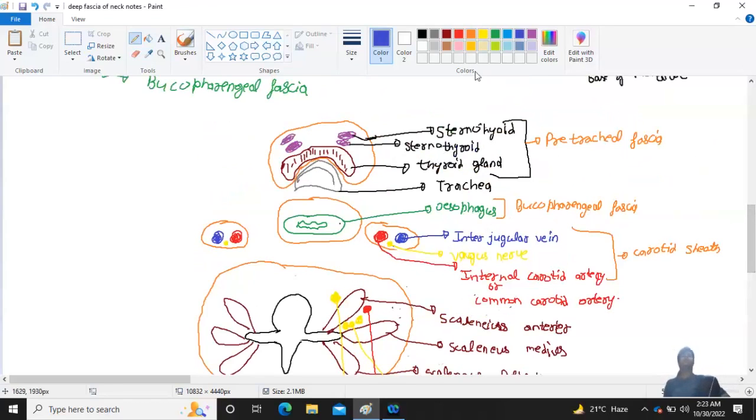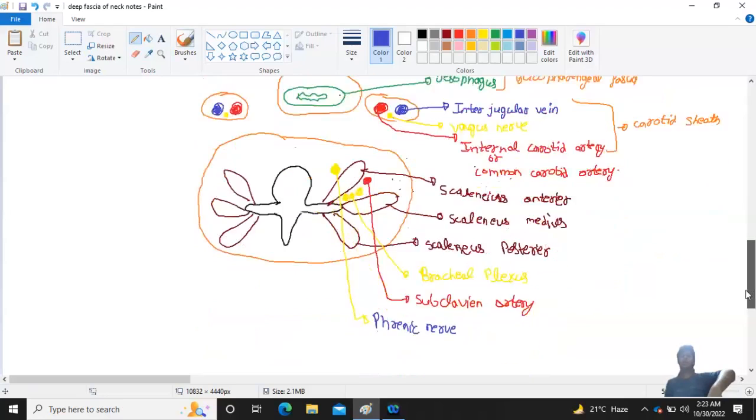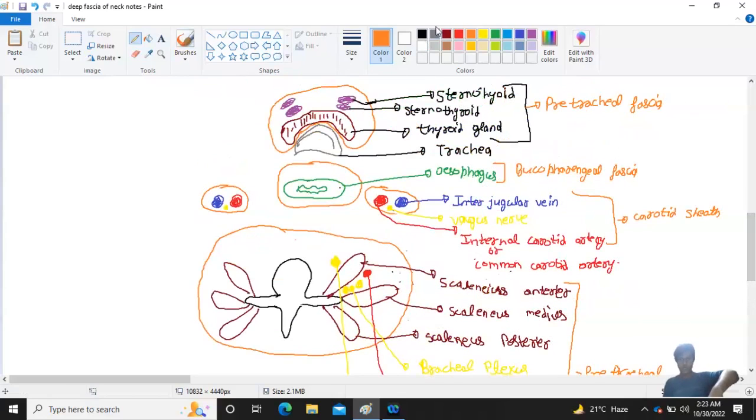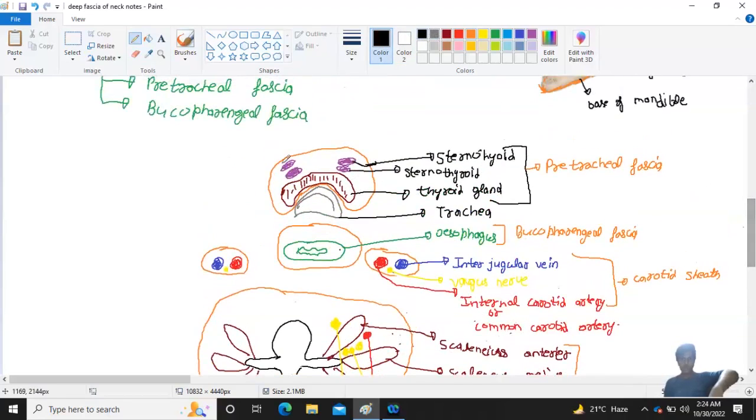Now again we draw the investing layer. So these are the different parts, but we don't have to draw the investing layer. So first, all these structures are covered by pretracheal fascia. Then another is we draw the deep fascia. Sorry, investing layer. The last.